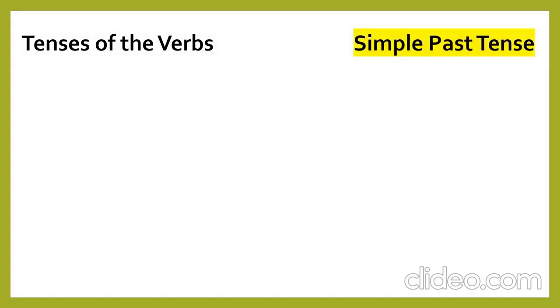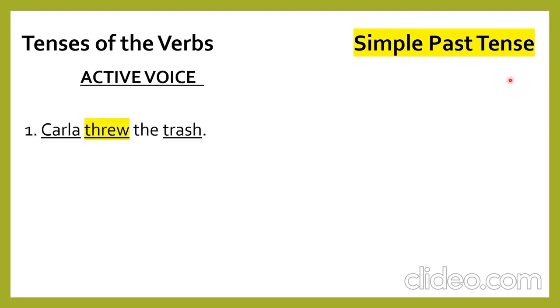Next, let's talk about the simple past tense. I have here an example sentence for active voice. We have number 1, Carla threw the trash. The subject is Carla, the verb is threw, and the trash is the receiver. Because Carla is the one throwing. Carla is the one who did the action threw. It's past tense. It already happened.